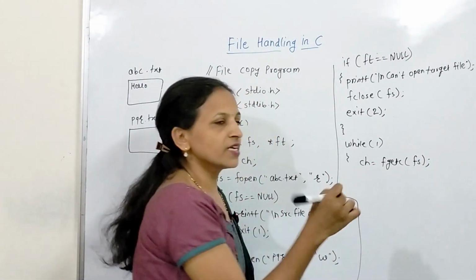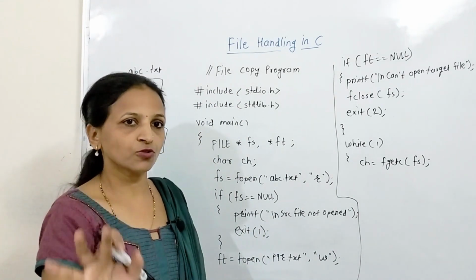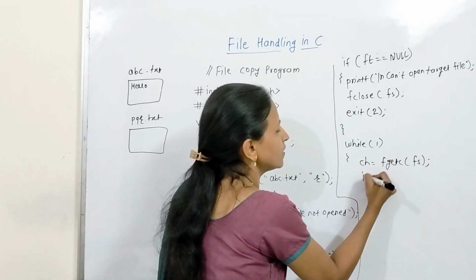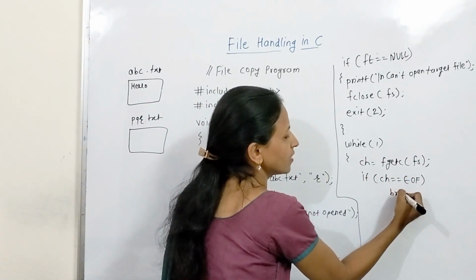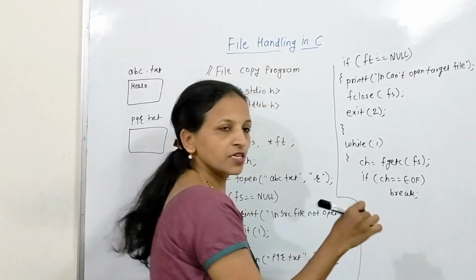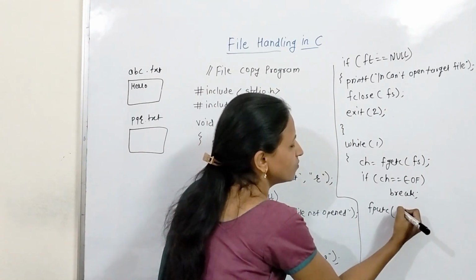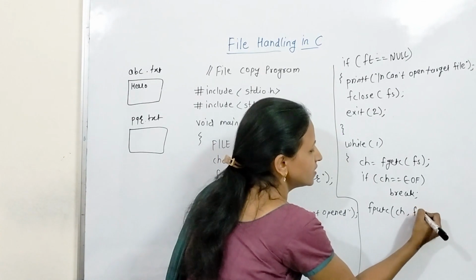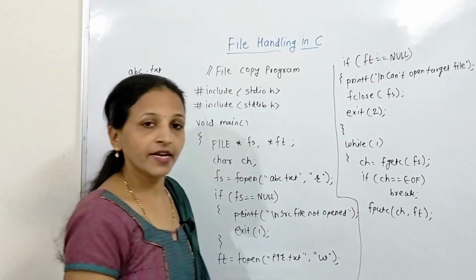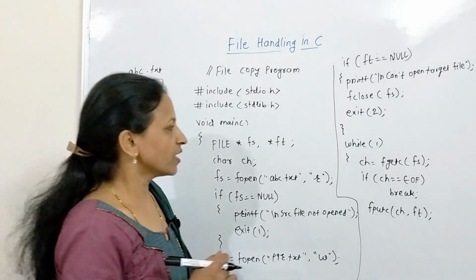Now we have to write that character into the target file. But if it is EOF, then we have to stop. That's why we'll check if ch equals EOF, then break. Otherwise we write that character into the target file. Simple: fputc. First we pass the character, that is ch, and then the next one is in which file? The target file. And which pointer is pointing to the target file? That is ft.